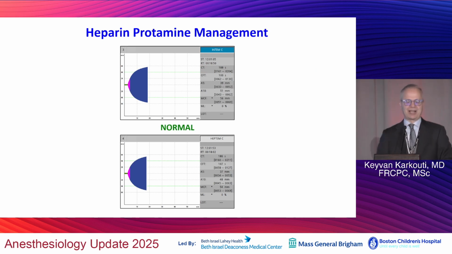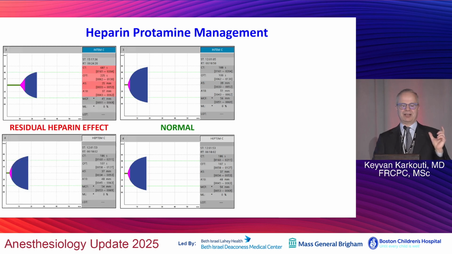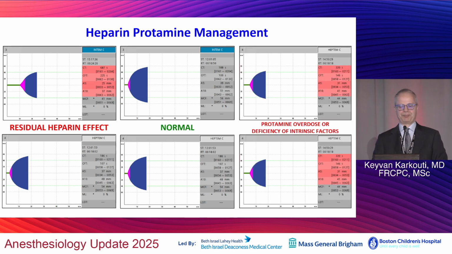We can use viscoelastic assays for heparin protamine management. So this is the INTEM on top and HEPTEM in the bottom. Here is where the clotting time becomes really important. INTEM clotting time on the top, you can see on the left, is substantially prolonged. And then in the HEPTEM that has heparinase that eliminates that impact, you'll see the clotting time is normalized. So the ratio of clotting time in INTEM over HEPTEM, if it's more than 1, then that means there is residual heparin on board. This is a good way to diagnose post-pump bleeding if you're worried about heparin rebound, for example.